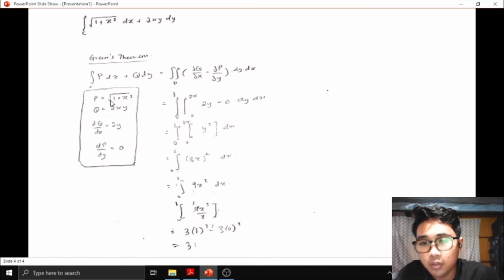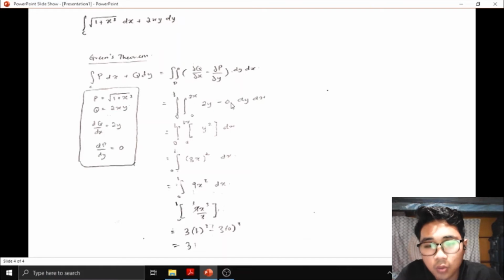For P, which is the square root of 1 plus x cubed, if we differentiate it with respect to y we will get 0, because there is no y here. And for Q, we need to differentiate it with respect to x, so from 2xy we will just get 2y. Then both of these we substitute into the theorem, dQ/dx minus dP/dy, which is 2y minus 0.